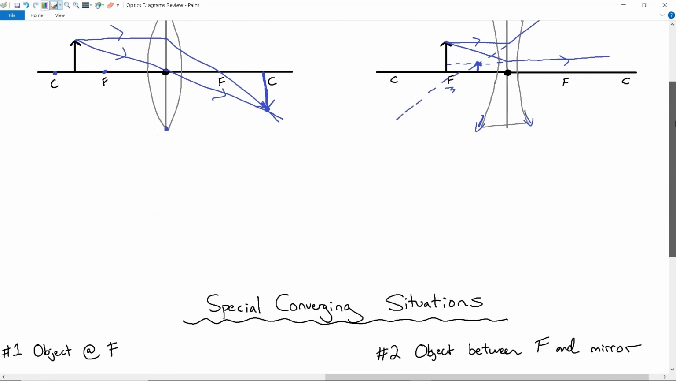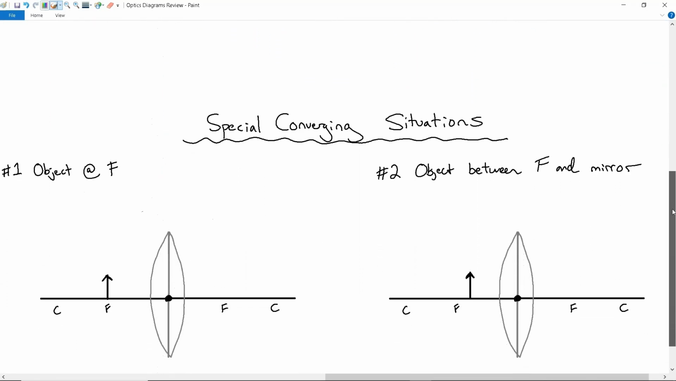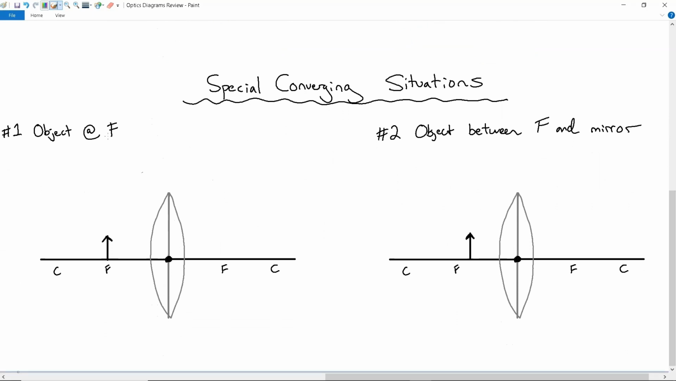Just like with concave mirrors, converging lenses also have some special situations. And they are very similar to the concave special situations. So first one, we've got our object at F. Once again, no image is formed. How do we know that? Well, let's try following our usual rules. We're going to go parallel through F, and then we're going to go straight through our middle. These lines are parallel, and so they will never give us an image.